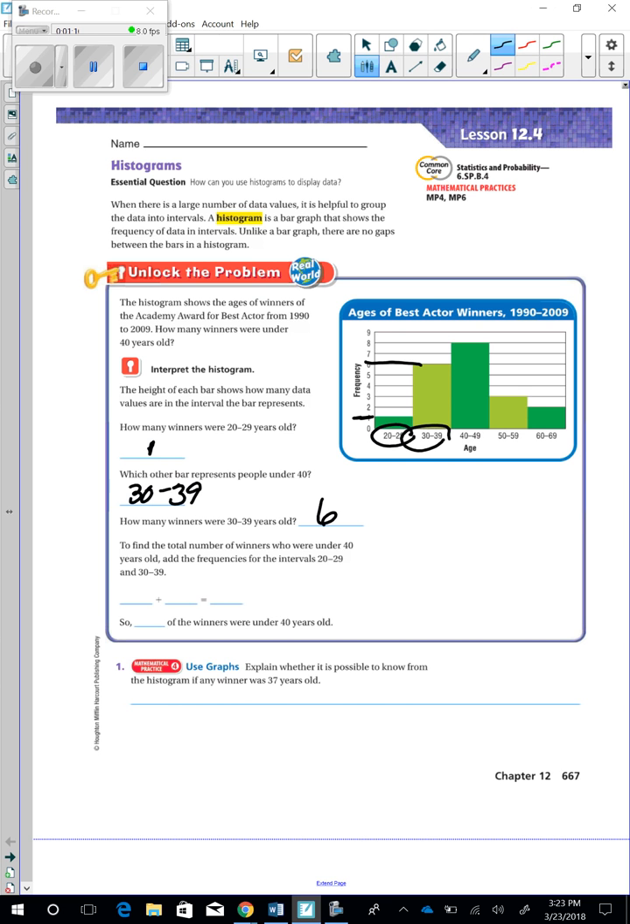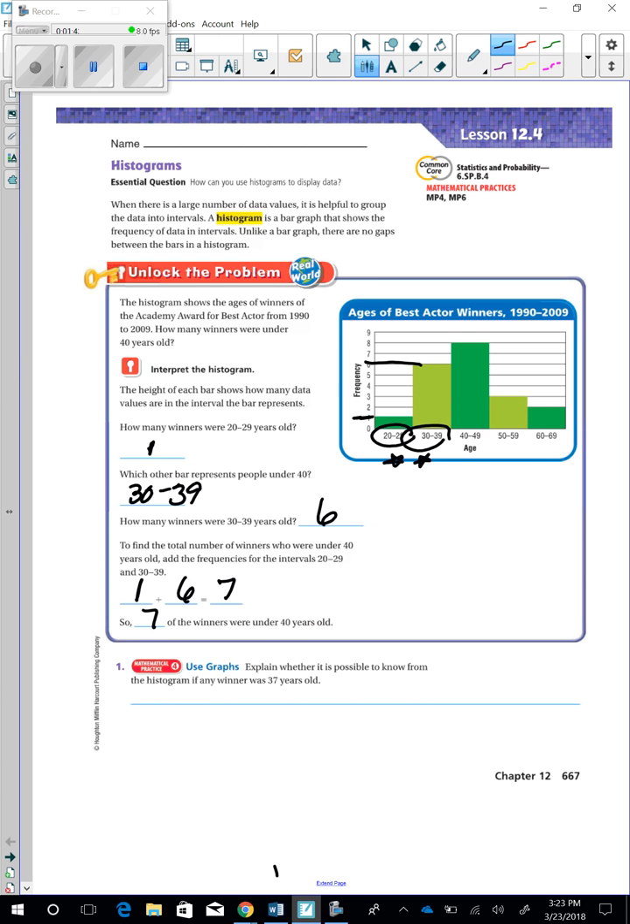To find the total number of winners who were under 40 years old, add the frequencies for the intervals 20 through 29 years old, and then 30 to 39. So we have 1 total for the first group and 6 total for the second. So you're going to end up with 7. So 7 of the winners were under 40 years old.